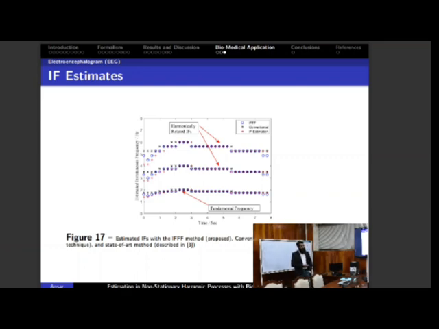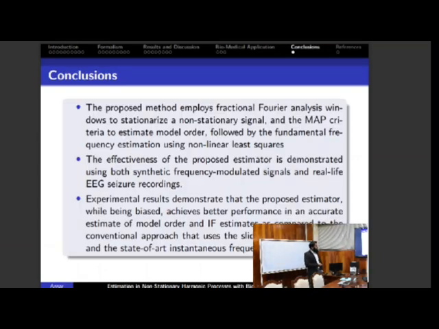But then where is our novelty? The novelty is that the IFFF method estimates the model order correctly as compared to the other one, while the IF estimation method, being efficient, will not estimate the model order. The second novelty is that its computational cost is very low as compared to the other methods.